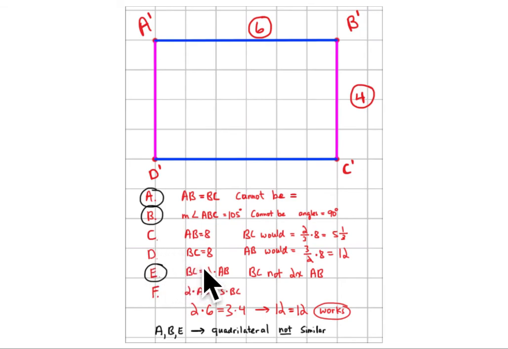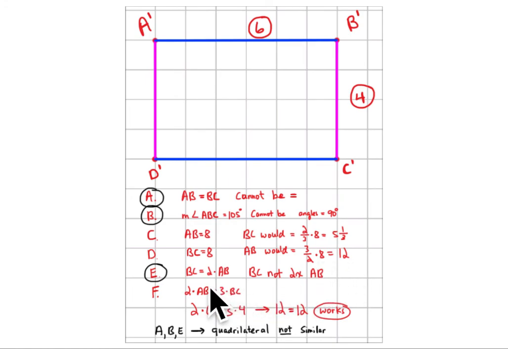What about D? What if you had a length BC of 8 units? So the height was 8 units. Well, the width is going to be 3/2 of that. So notice that the length is 3/2 the height. So 6 is 3/2 of 4. 4 is 1/2, 2/2. 6 is 3/2. So if this length were 8, it's just double the length. Then this length is going to be double. This length is going to be 12. So 3/2 of 8 is equal to 12.